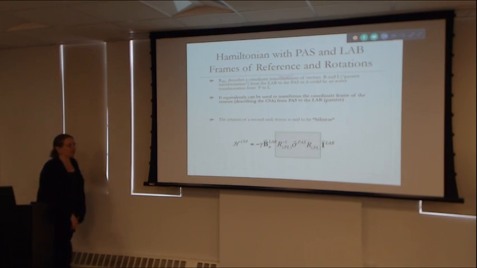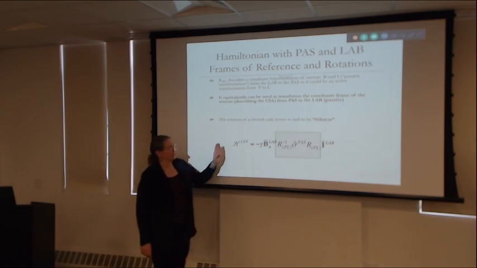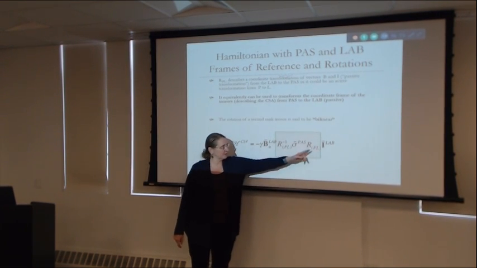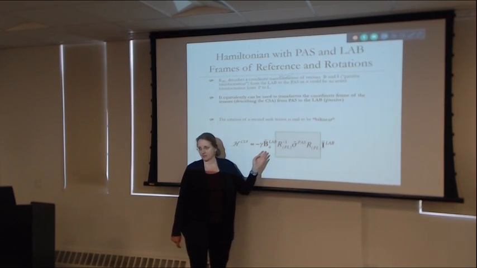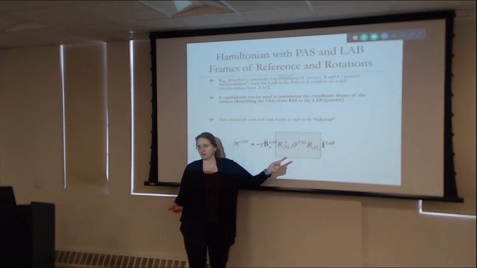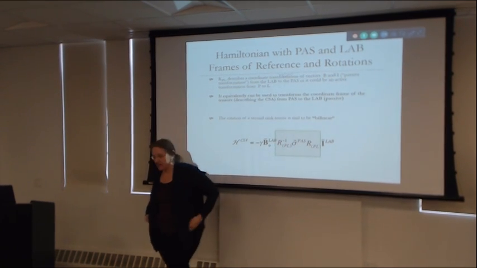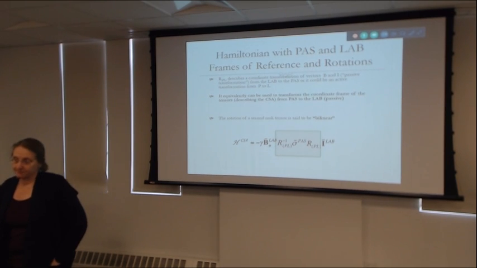We were writing an equation for a Hamiltonian. The spin and magnetic field vectors are written in the lab frame. The shielding tensor is written in its principal axis coordinate system.